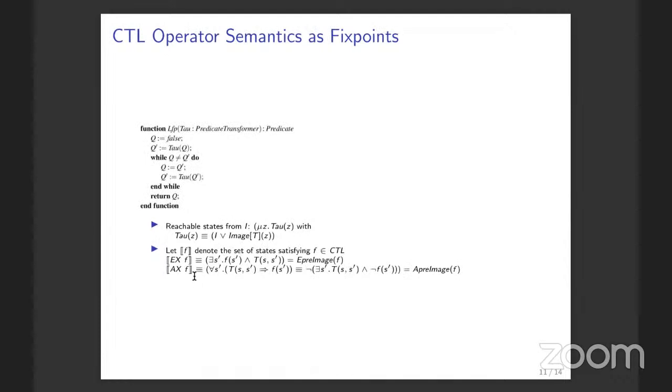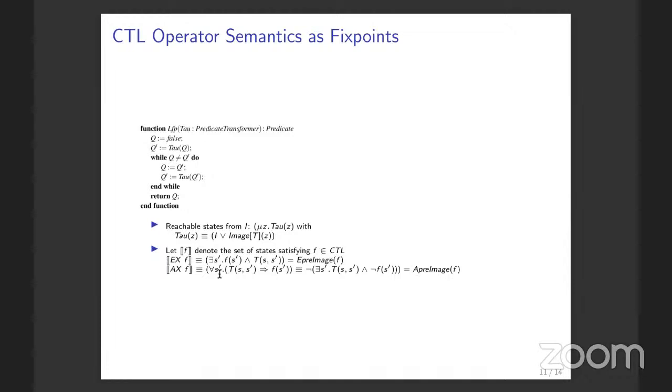So this is just a starting point. It gets interesting when you get to EG and AG, AF, and those kinds of things. Similarly, AX of F can be represented by this formula. It says that it is the set of all states such that every successor under T will have to satisfy F. So that's why I call this an existential pre-image. This is a universal pre-image.